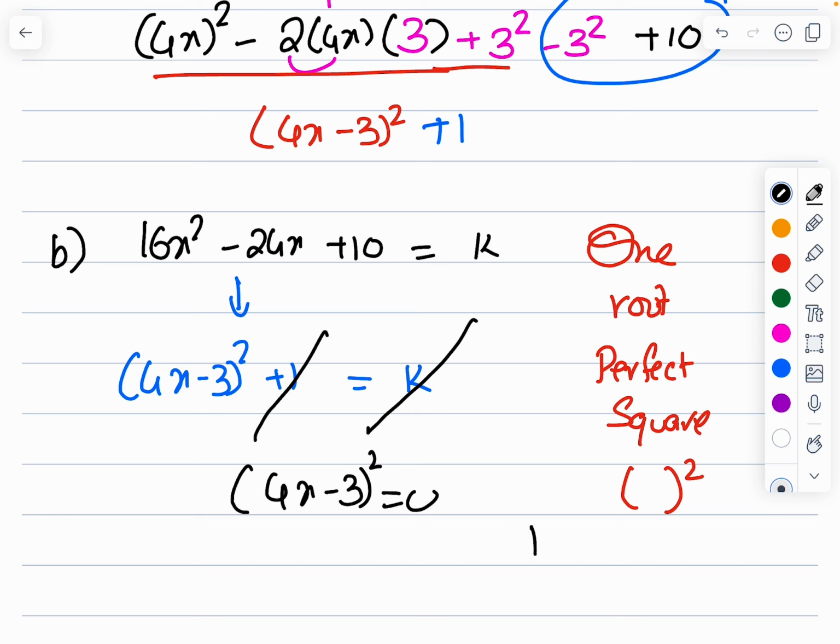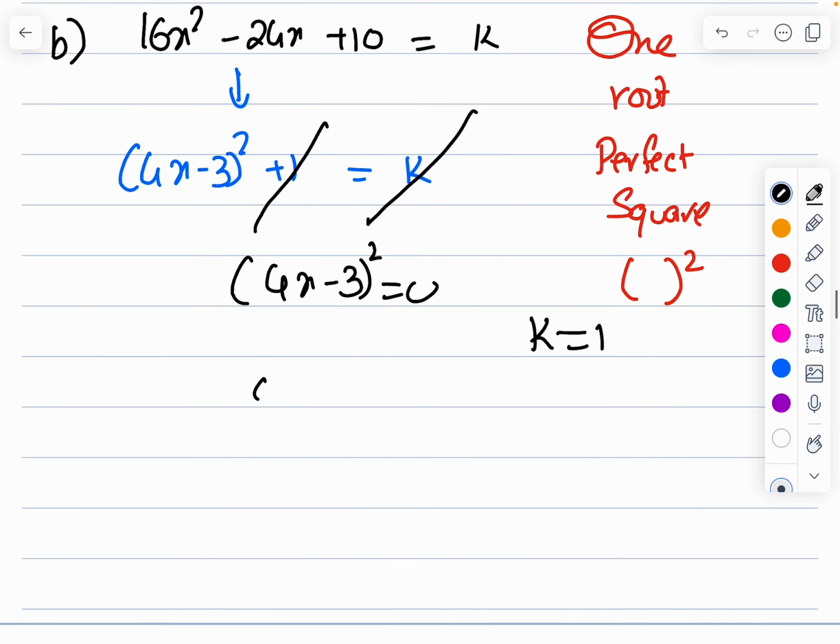So what should be the value of k? K should be 1. If the k value is any other than 1, it will not get cancelled. So therefore k equals 1. If that is the case, 4x minus 3 equals 0, x equals 3 upon 4. This is going to be the root.